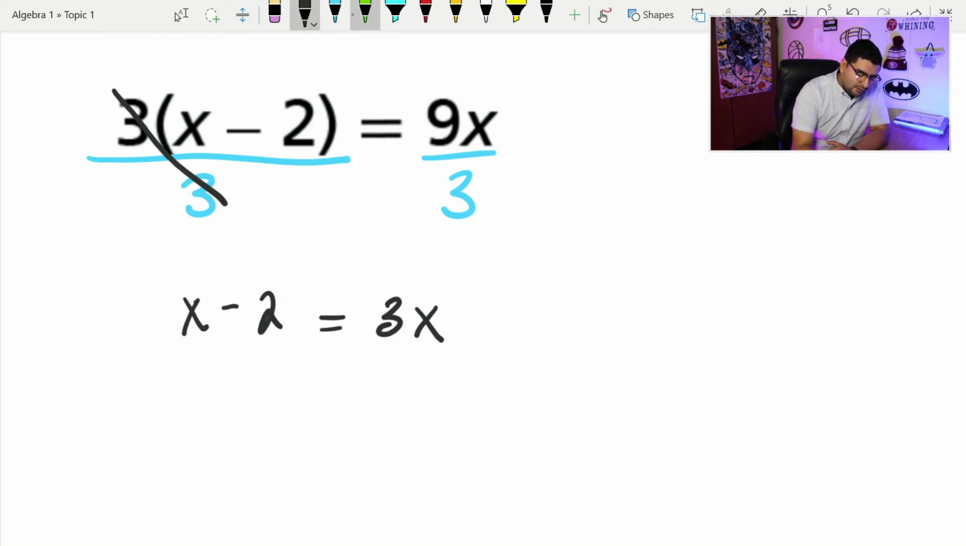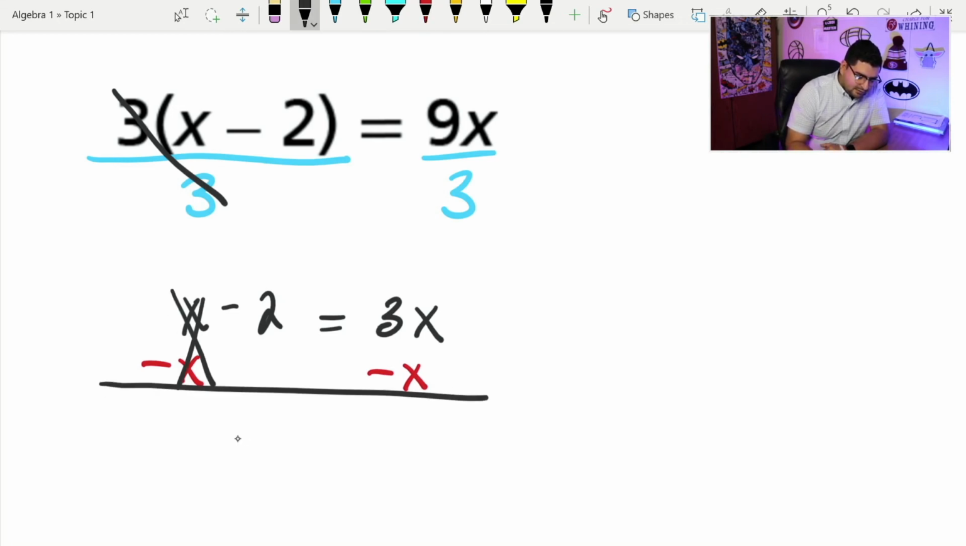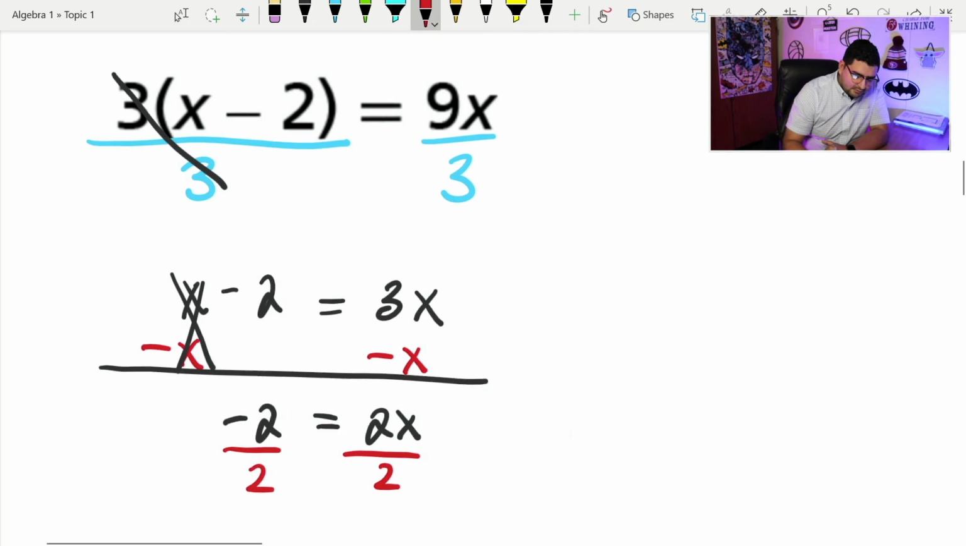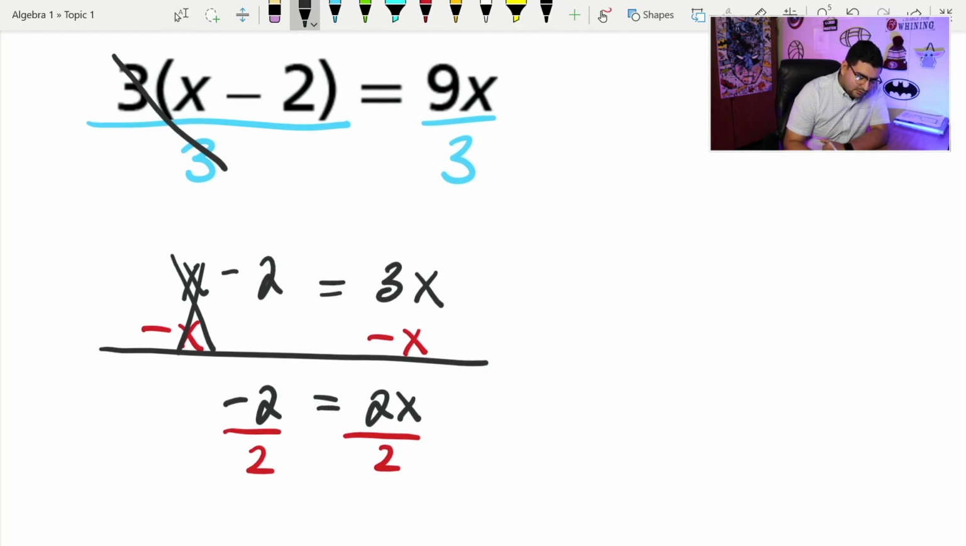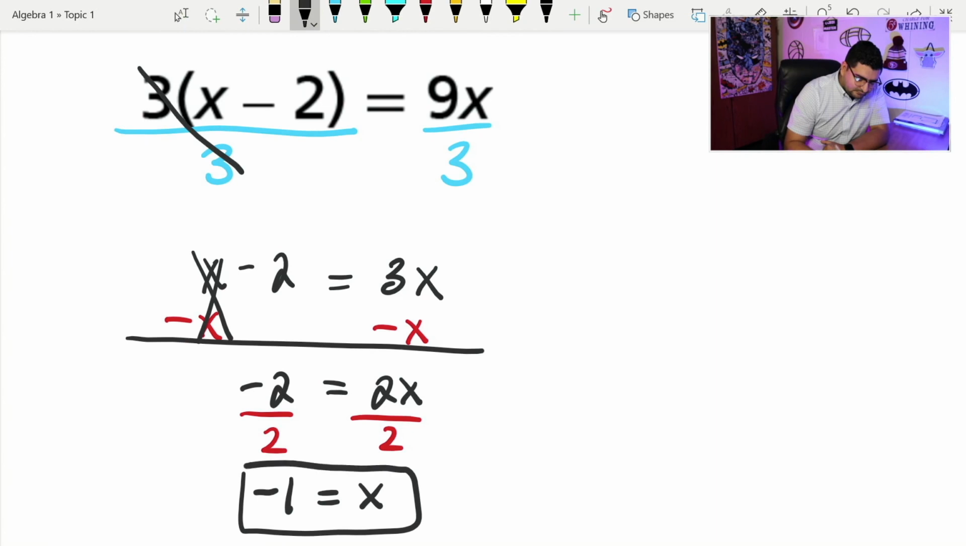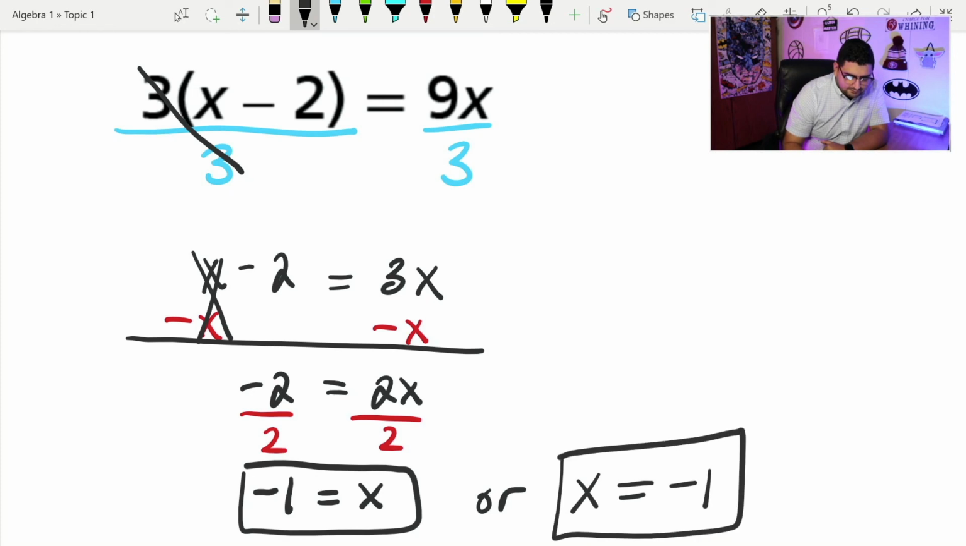Then all I do is subtract an x from each side. Cancels out there. I'm left with negative 2 equals 3x minus an x. That would leave me with 2x. Then I can simply divide by 2 on both sides, which leaves me with negative 1 equals x, which would be our final answer. Or, if you'd like, x equals negative 1. Same thing.